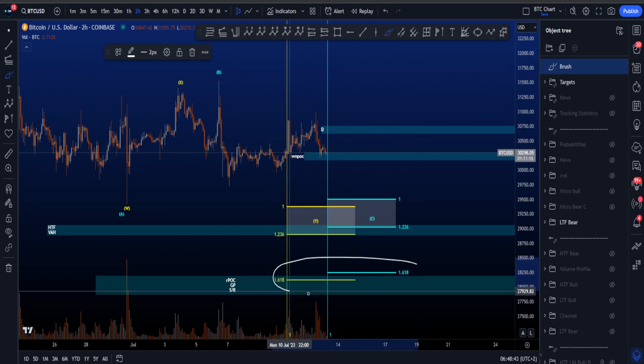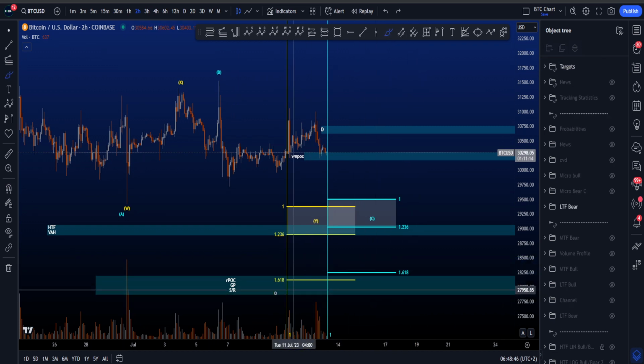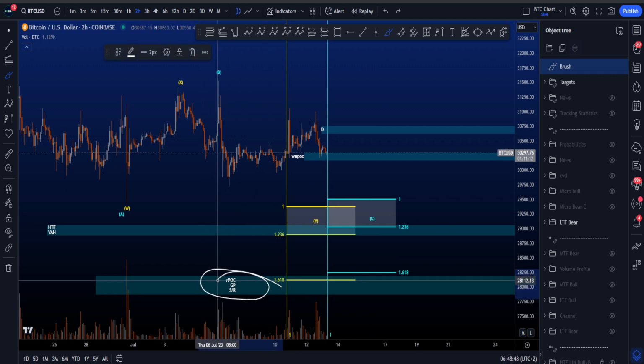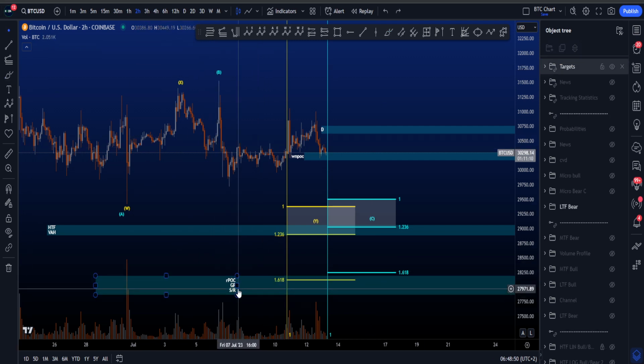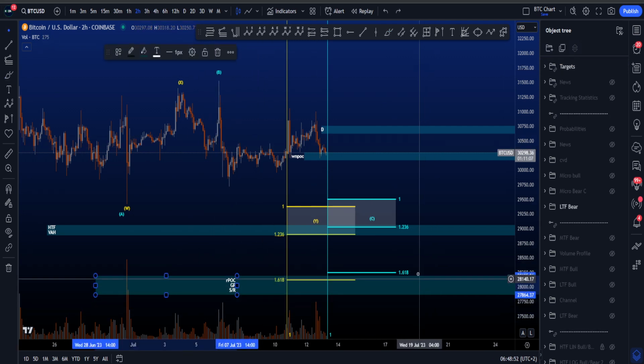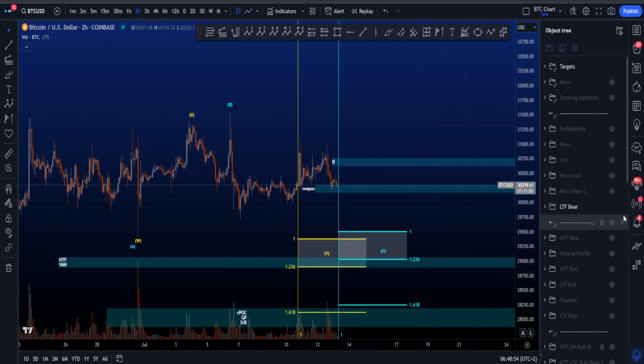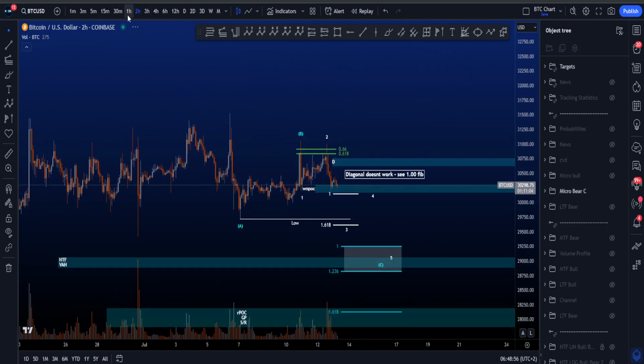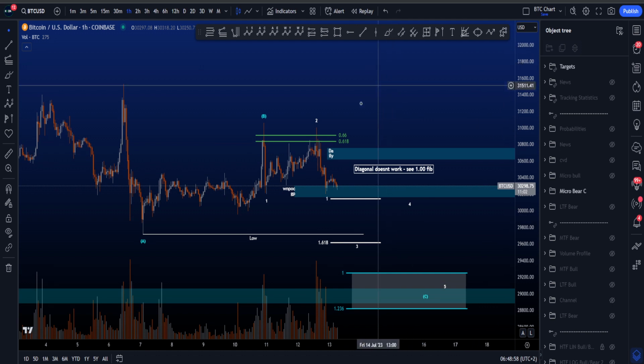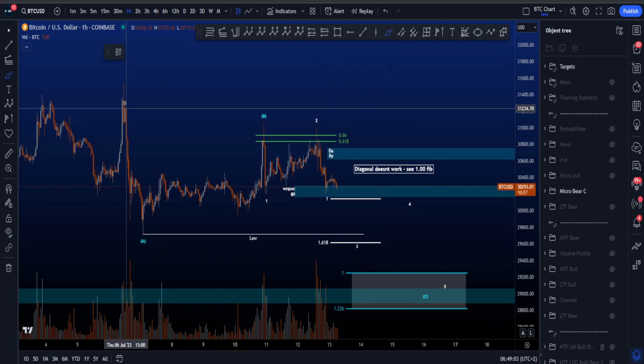If we go to the more rare targets of wave Y, you can see that these are in confluence with the other blue support box over here, sitting between 27.8k and 28.2k. If we then go to the micro scenario, this is the bearish scenario where we're going to see continuation to the downside in a zigzag, which is an ABC.